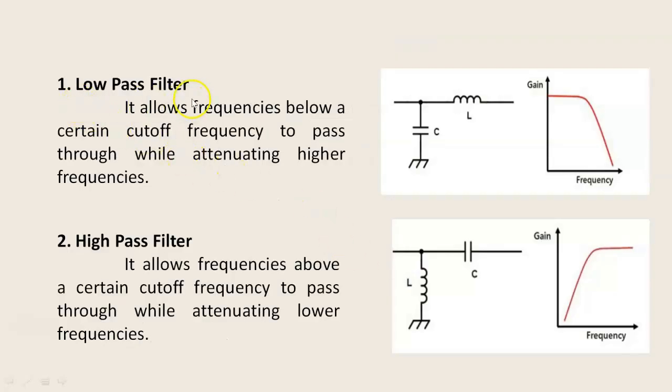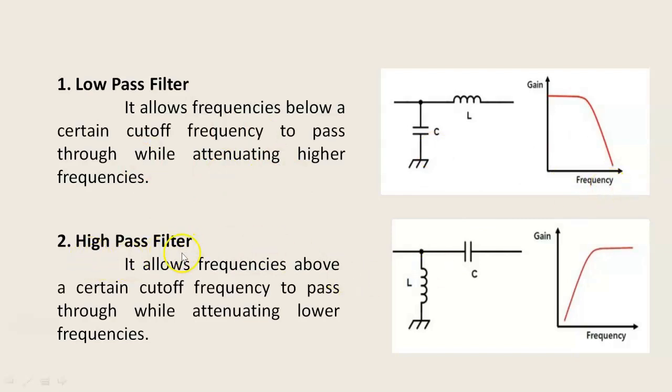First, low pass filter. It allows frequencies below a certain cutoff frequency to pass through while attenuating higher frequencies. They help to remove unwanted harmonics and noise from the transmitted or received signals. This is the magnitude characteristics of a low pass filter.